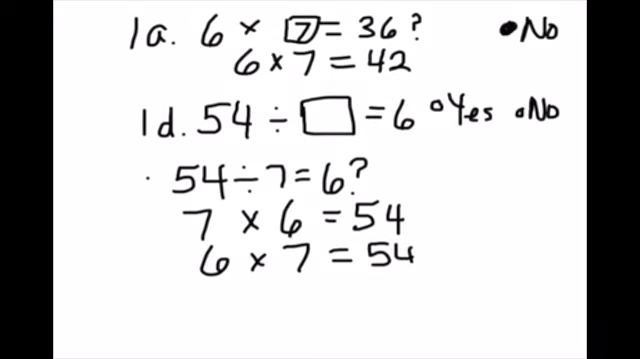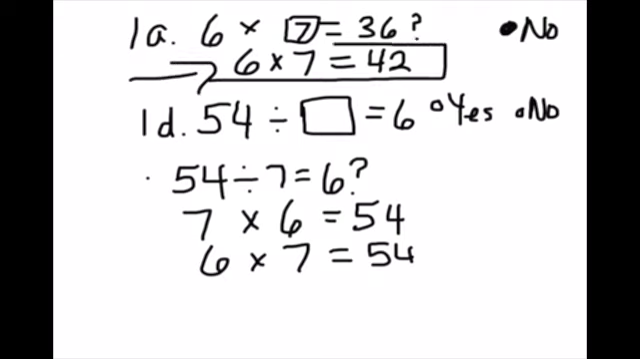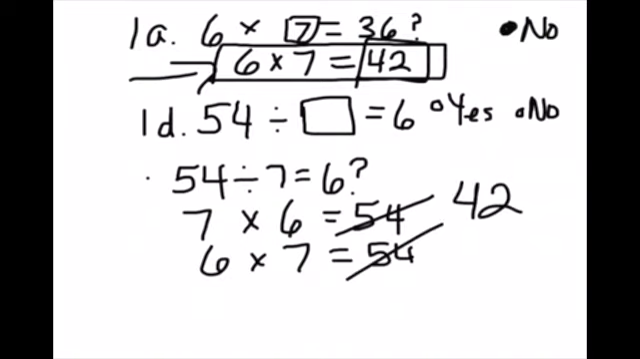Was that true though? What did we get for 1A? We did a strategy, so we know we were right. We got 42 as our product, not 54. So we know from doing 1A that actually 7 times 6, or 6 times 7, is 42. So we can already see that we have a no for 1D. Because we know 54 divided by 7 is not 6. What is it actually? Do you know? It's actually 9, not a 7.